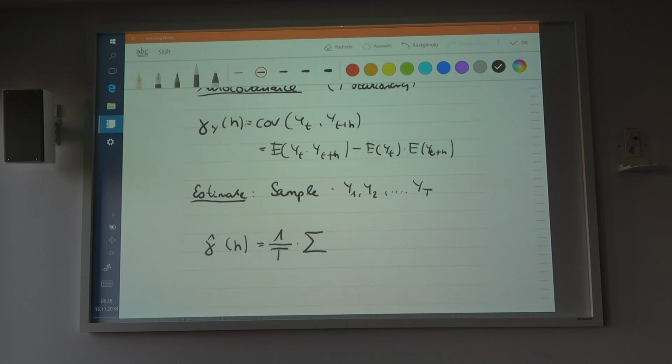If you replace the expectations by the mean, then you have y_t minus y bar, the arithmetic mean, multiplied by y_{t+h} minus y bar. That's just replacing the theoretical mean by the sample analog. But since you have the time lag t plus h, if t starts at 1, the first observation, it doesn't stop at capital T, because if t equals capital T then you have T plus h, but we just have T observations. So the sum stops at capital T minus h. That's going to be the last one.